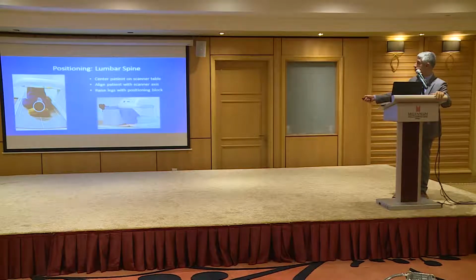So in the lumbar spine, the center of the patient should be on the scanner table, and the patient aligned with the scanner axis. This is the scan axis, so the patient has to be laying in the same line. The legs could be raised with any kind of instruments, so we can actually have the hips and also the spine in the straight position.